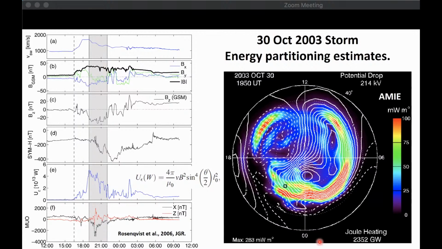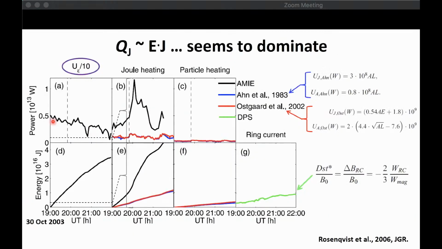And this is just an example of an event that was looked at by Rosenquist almost 14 years ago. What they looked at was, for a given storm, they did some assimilative mapping of ionospheric electrodynamics, that's AMIE, estimates for the Joule heating in that storm, using also empirical estimates using the upstream solar wind monitors and some indices to try to estimate the total energy into the system and how it went to the different parts of the system. And what you see here is the total energy in divided by 10. So this is actually way up here somewhere. And this is the Joule heating estimate that they came up with from AMIE.